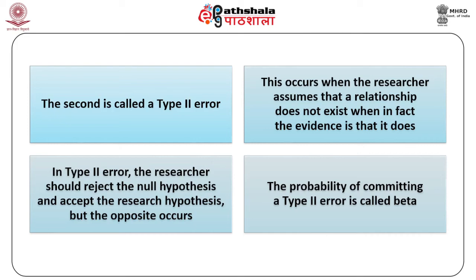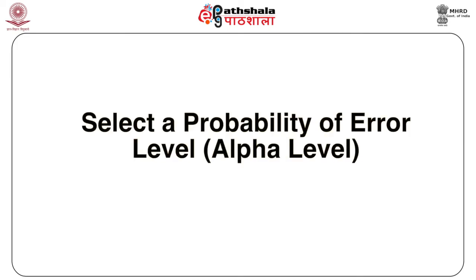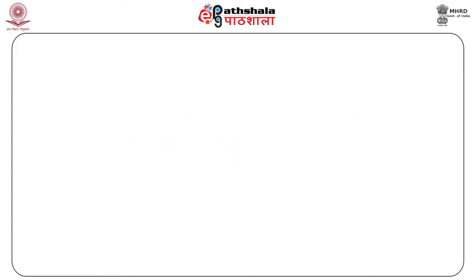The probability of committing a type 2 error is called beta. Now, we move on to selecting a probability of error level, that is the alpha level.